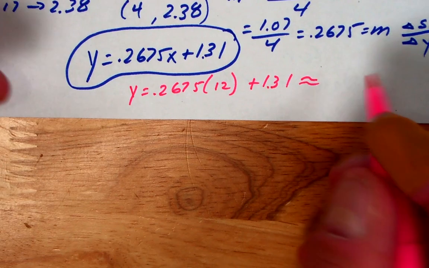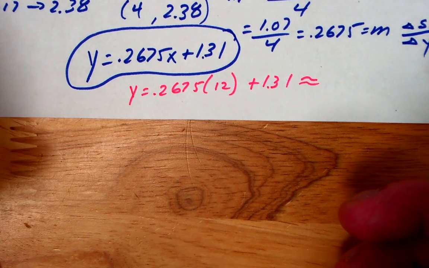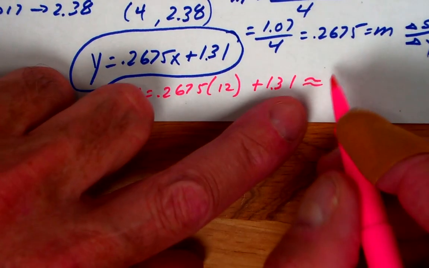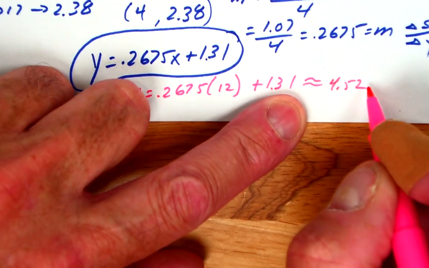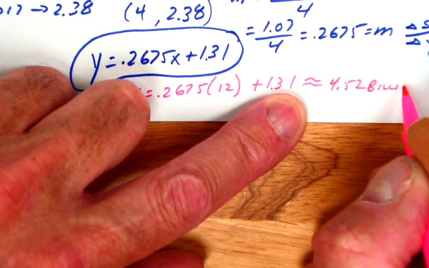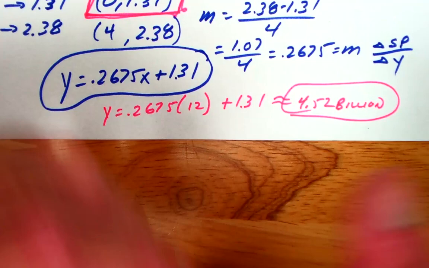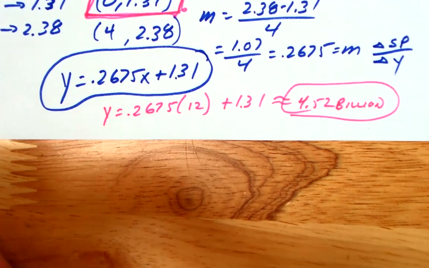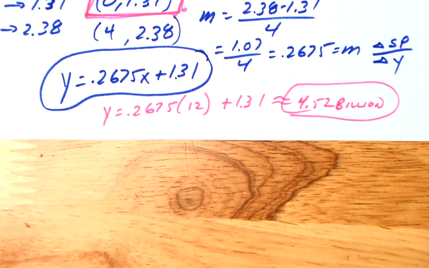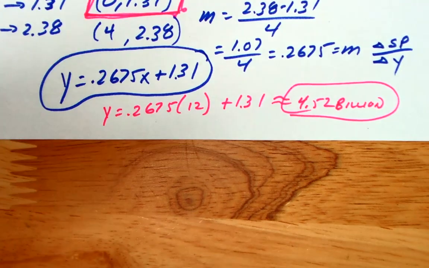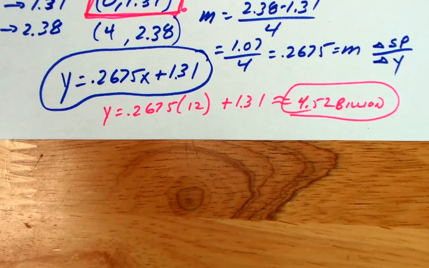How many billion do you get? 4.52. Okay, so that's a good example of how to write your points, how to find your slope, what your slope means, and then make a prediction.